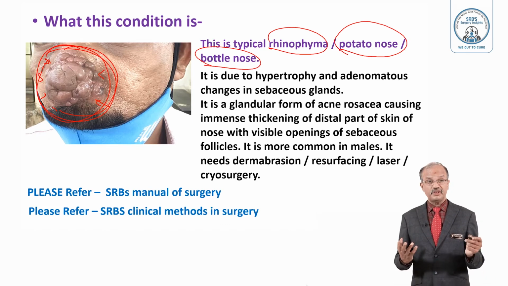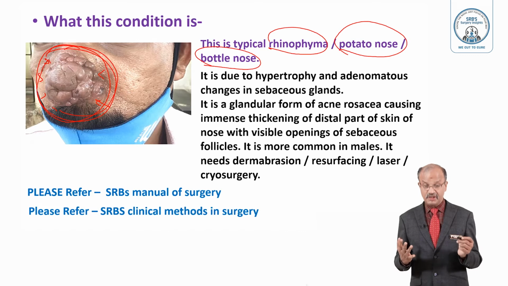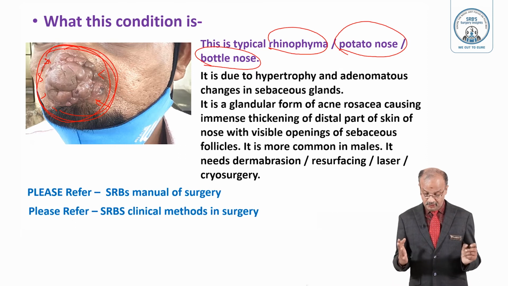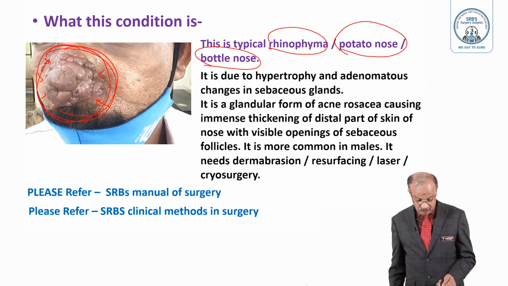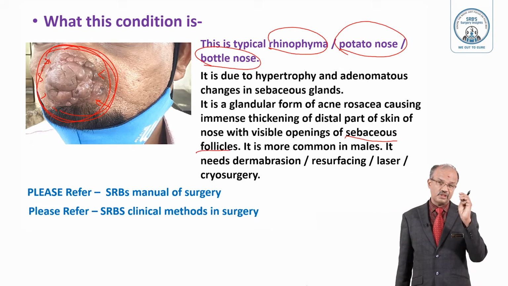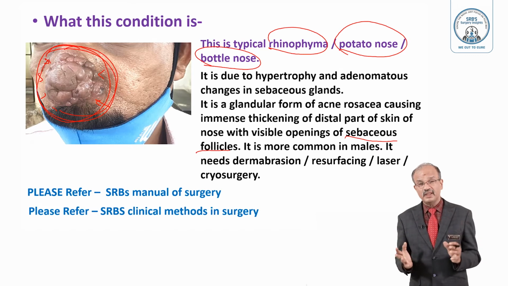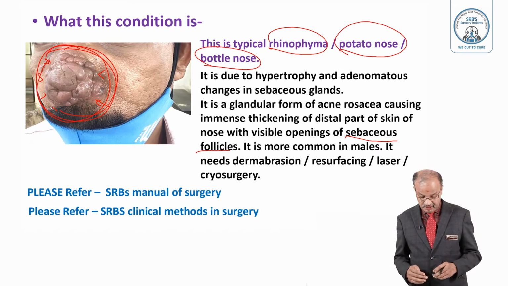So what is it? It is due to hypertrophy and adenomatous changes in the sebaceous glands. It is a glandular form of acne rosacea causing immense thickening of the distal part of the skin of the nose with visible open sebaceous follicles. It's very important. Sebaceous ducts or follicles are opening there. They get thickened for some reason and cause what is called rhinophyma or potato nose.